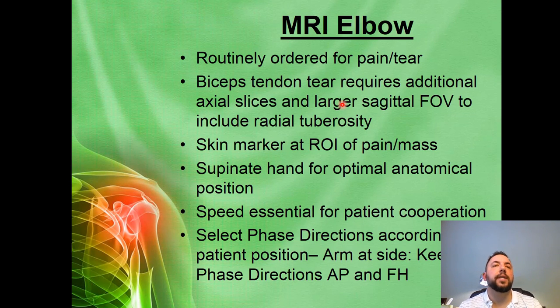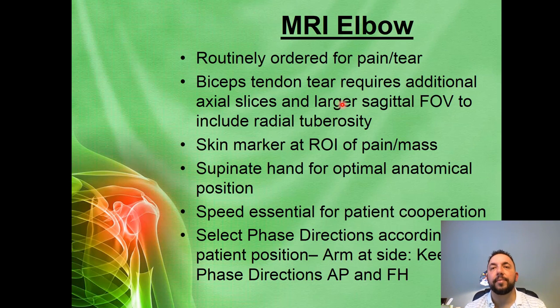So let's move on into the elbow. Routinely ordered for pain or tear. Biceps tendon tear requires additional axial slices and a larger sagittal field of view to include the radial tuberosity. Skin marker at the region of interest of pain or mass. Please supinate the hand for optimal anatomic position. Speed is essential for patient cooperation, especially in those magnets that don't allow for the patient to be supine with the arm down by the side.